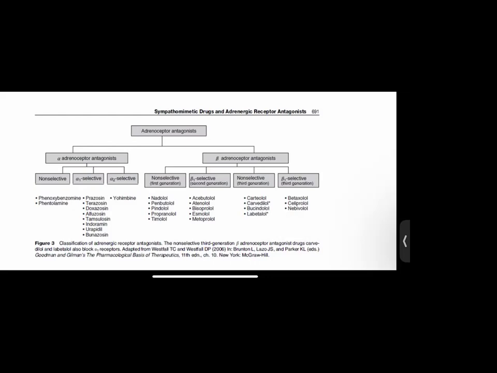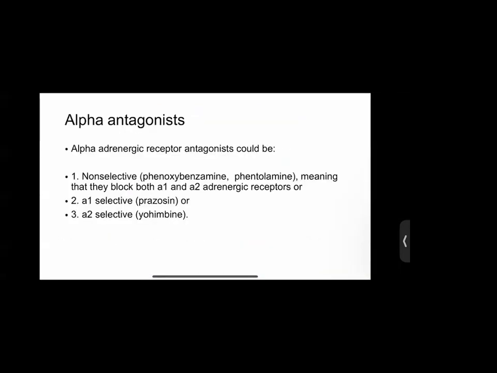I've already talked about that, they could be non-selective, as in phenoxybenzamine and phentolamine, so they block both alpha-1 and alpha-2 adrenergic receptors. The alpha-1 selective is prazosin, while the alpha-2 selective is yohimbine. Then the next slide.